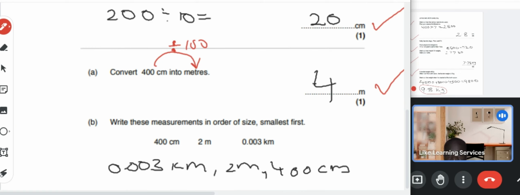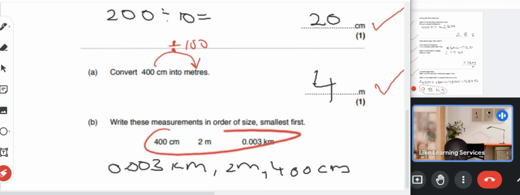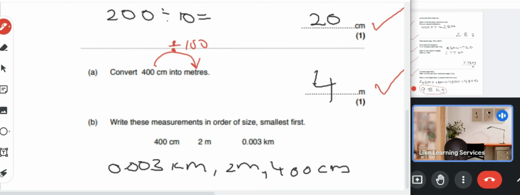Now write this measurement in order of size. Okay, let me see how you came about it. 400 centimeter, this and this. I think the best way to do this is to change all of them to the same unit. So for instance, we can change all of them to meter. To change kilometer to meter, you have to multiply by 1000. That would be 3 meters.